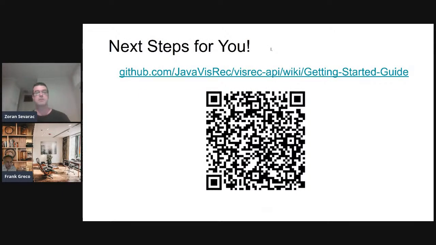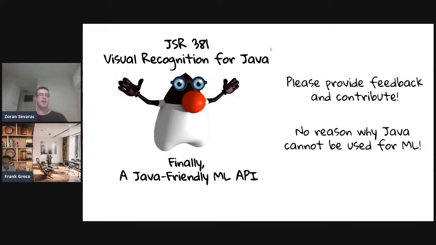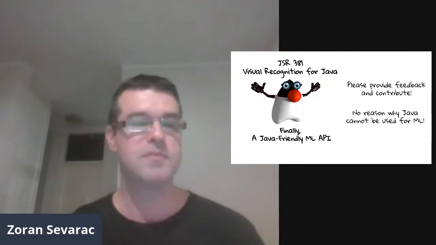So the next step for you to start with the VisiRec API is to go to the getting started guide on GitHub, and you will see an explanation of all these different steps and algorithms. You're welcome to get in touch with us, join the mailing list, send issues, and let us know what application you have in mind. The whole point of developing the API is to involve the community and create something that will be useful for everyone. So Frank, would you like to say any final words?